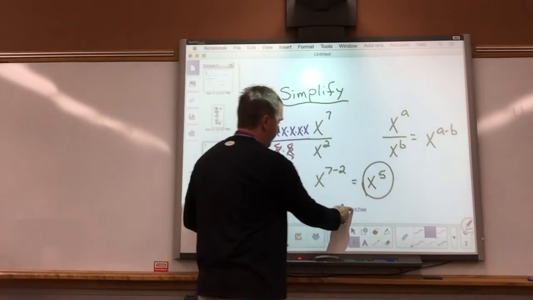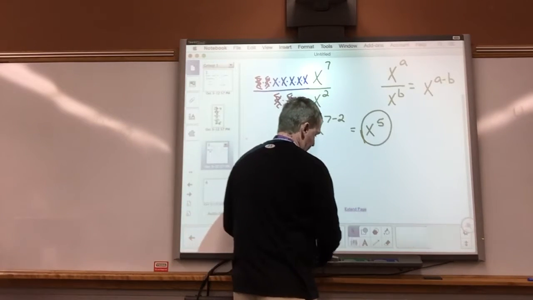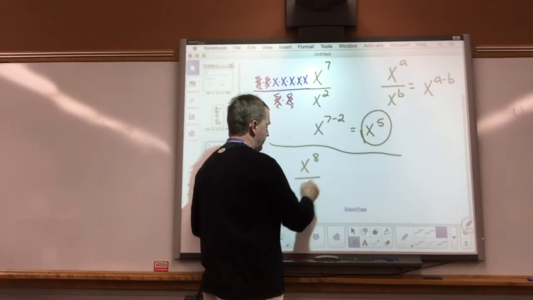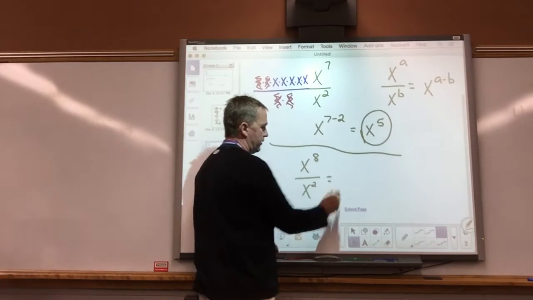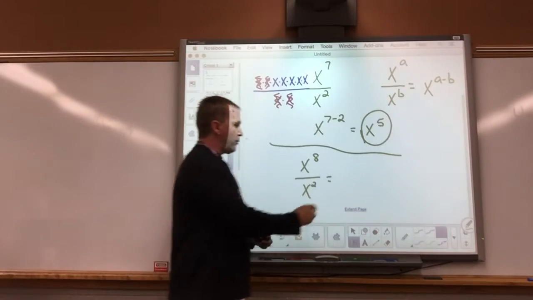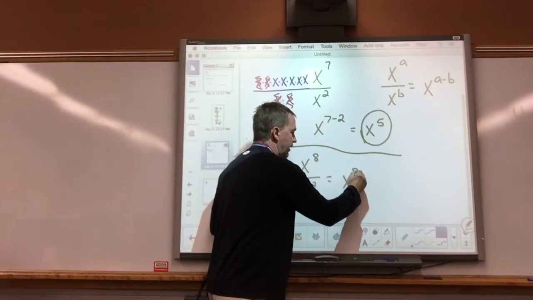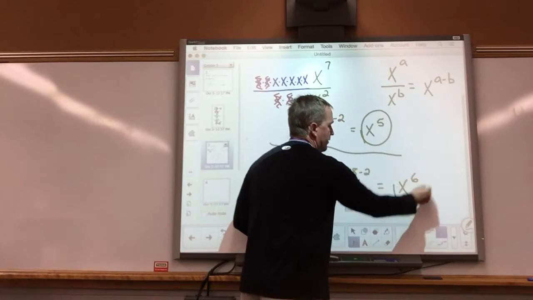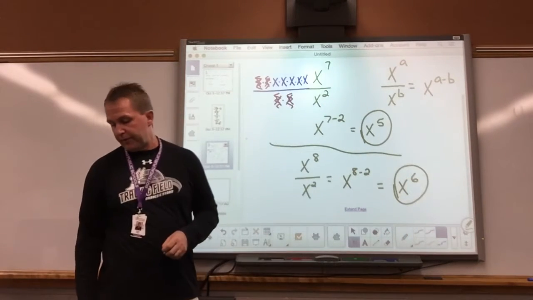We'll take another problem, and in this case we'll go with x to the eighth divided by x to the second. X to the eighth divided by x to the second, we'll keep the common base. 8 subtract 2 gives us a final answer of x to the sixth power.